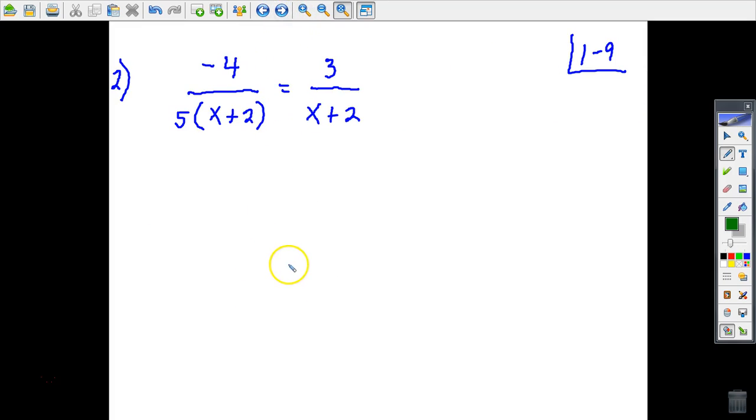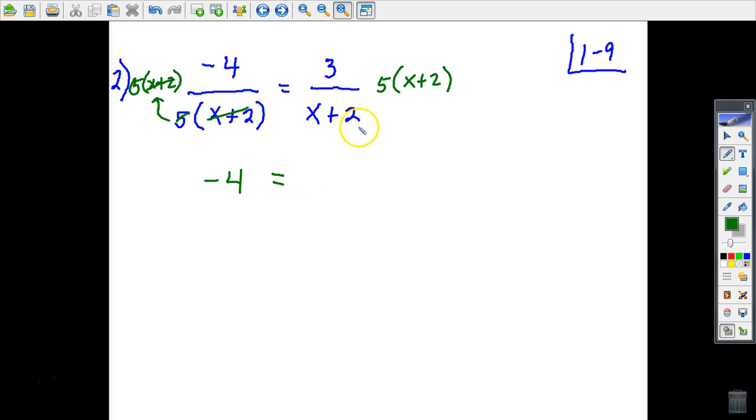Let's try another one. This is already factored for us, so I'm going to recognize the LCD as 5 times x plus 2. And I'm going to multiply by the LCD on both sides of the equation. Okay, so here I'm going to divide. I'm dividing blue into green, and everything cancels. And that means I've got 1. And 1 times negative 4 is negative 4.